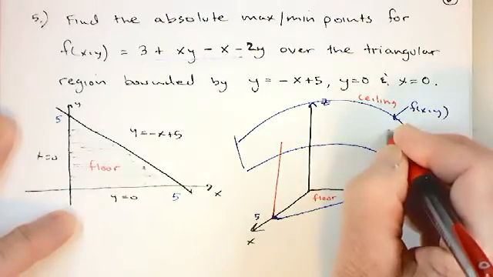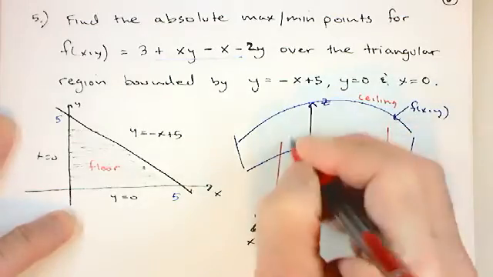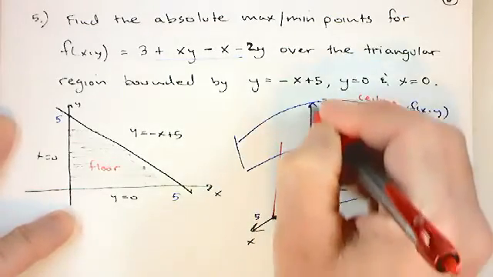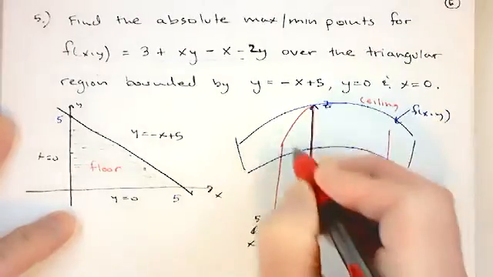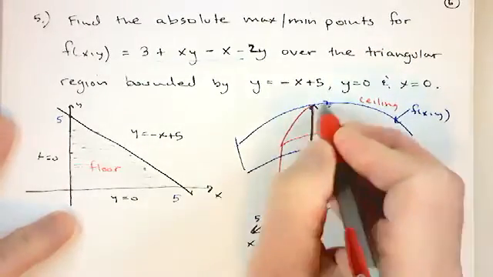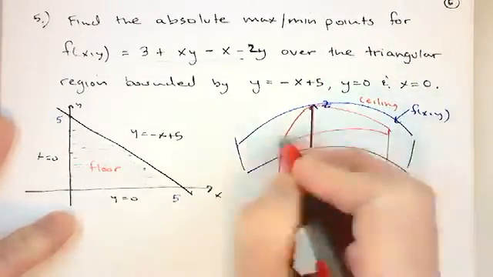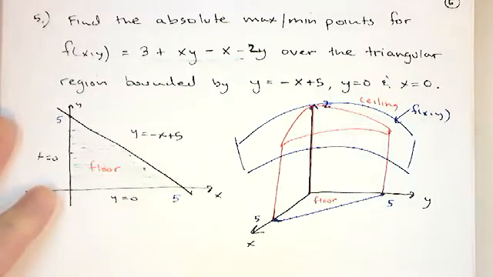Now, if you had a curved ceiling, hopefully you can kind of see that that probably means your ceiling is going to be kind of curved too, right? It's going to look like something weird like this, right? It's going to be a curved ceiling.